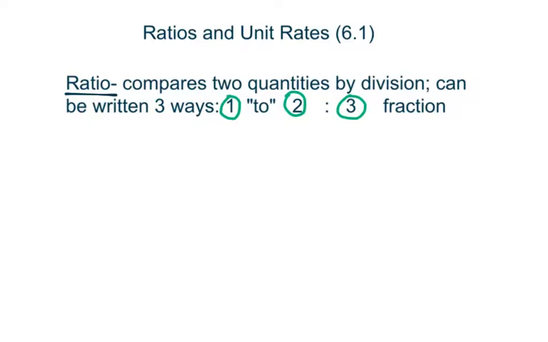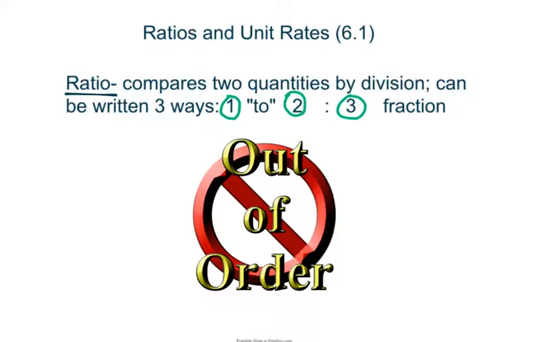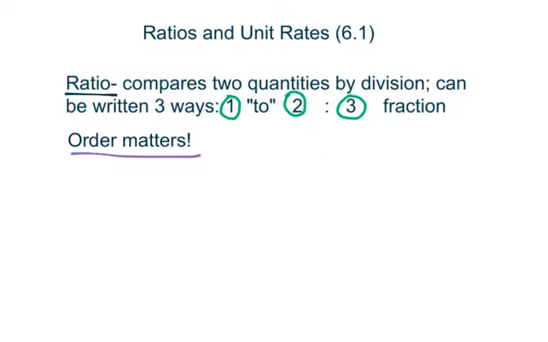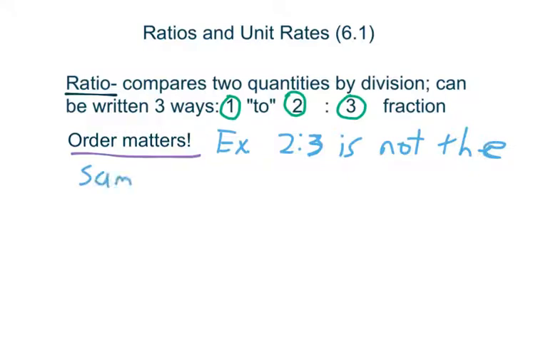Make sure your ratios are ordered correctly. You don't want them to be out of order because that means something totally different. So order matters. For example, 2 to 3 is not telling me the same thing as 3 to 2. And I think you would agree that doing 2 chores for $3 is not the same as doing 3 chores for $2. So these represent different items.